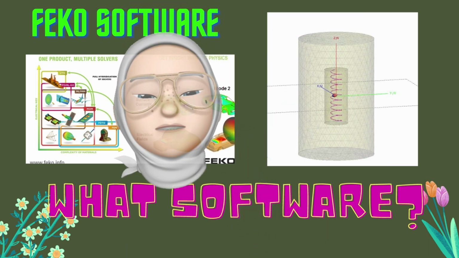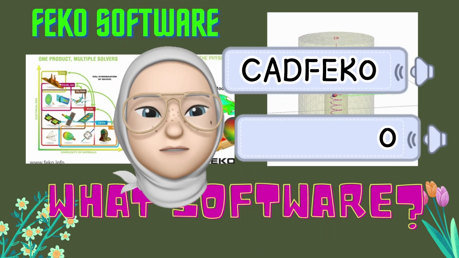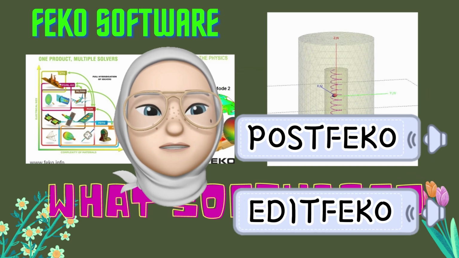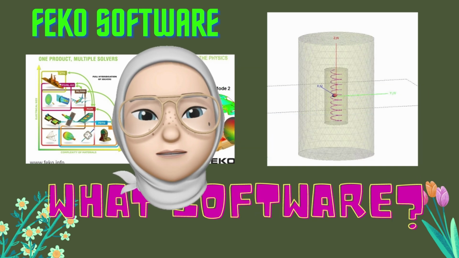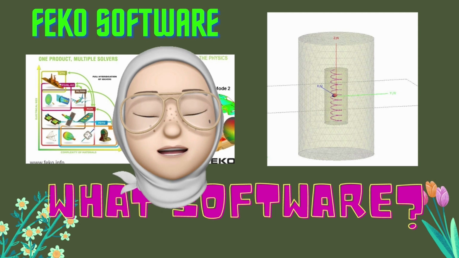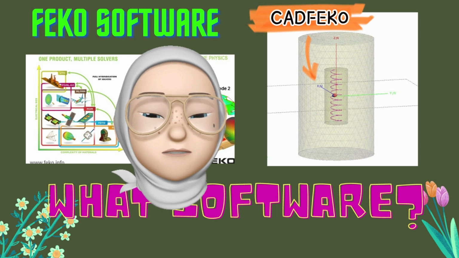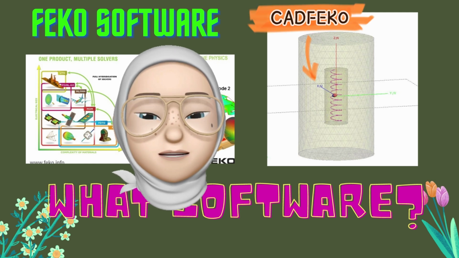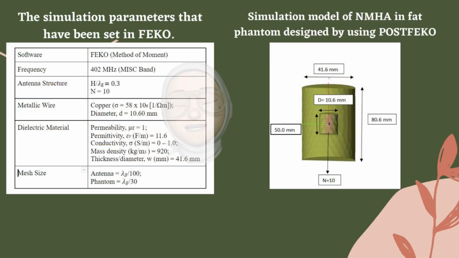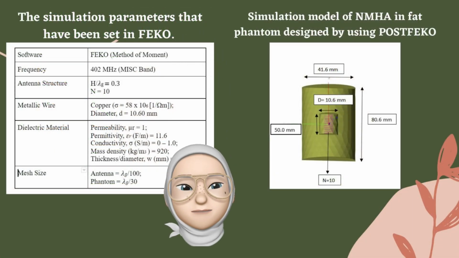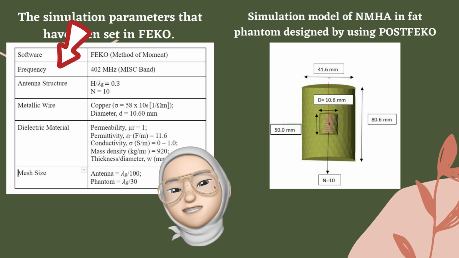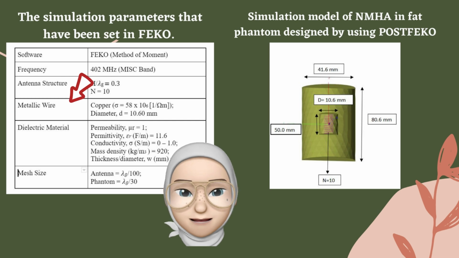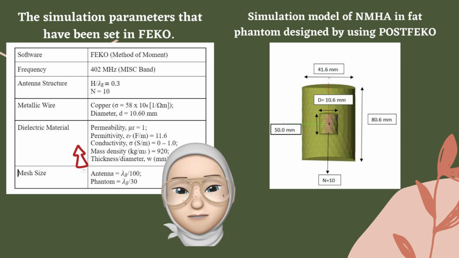FEKO consists of three main parts, which are CADFEKO, POSTFEKO, and EDITFEKO. CADFEKO is used to design the antenna environment and the antenna structure. The right side is an example of designing an antenna using CADFEKO. The table above shows the simulation parameters that have been set up in FEKO. There are a few things that need to be filled in, such as frequency, antenna structure, metallic wire, dielectric material, and mesh size.